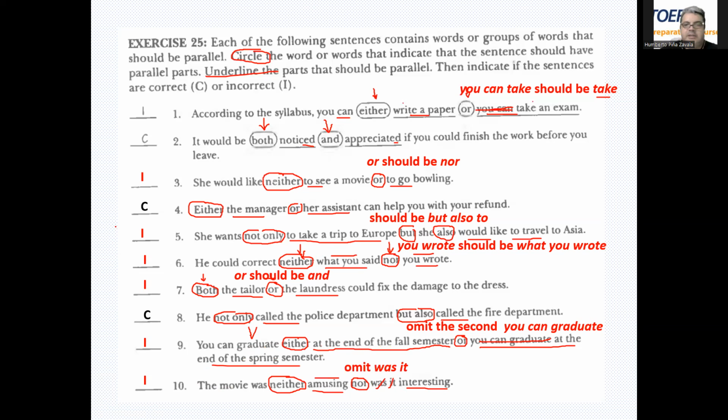Okay, so take a look at these answers. Remember that the sentence must be parallel. We're working with pair conjunctions, so it should be the same structure on both sides of the pair conjunctions.